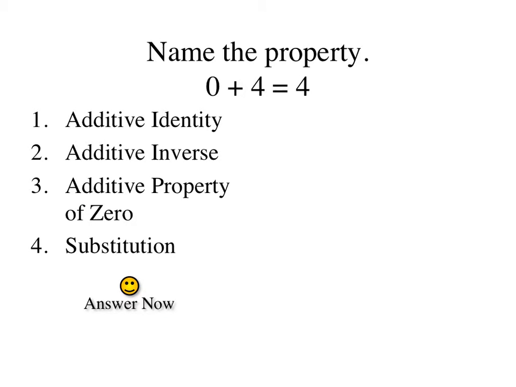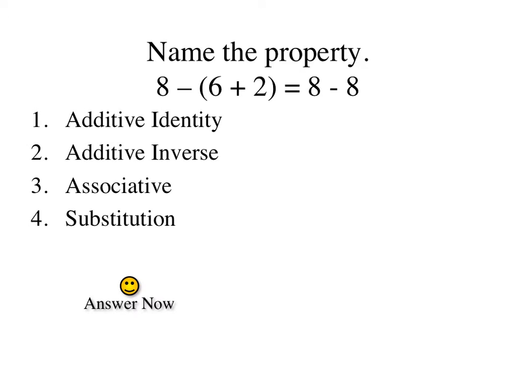So if you want to go ahead and try to pick this property out and then press play to check your answer and see if you get this one right. Okay, 0 plus anything equaling itself is that identity property where you're not changing the value. So it should have been option 1.